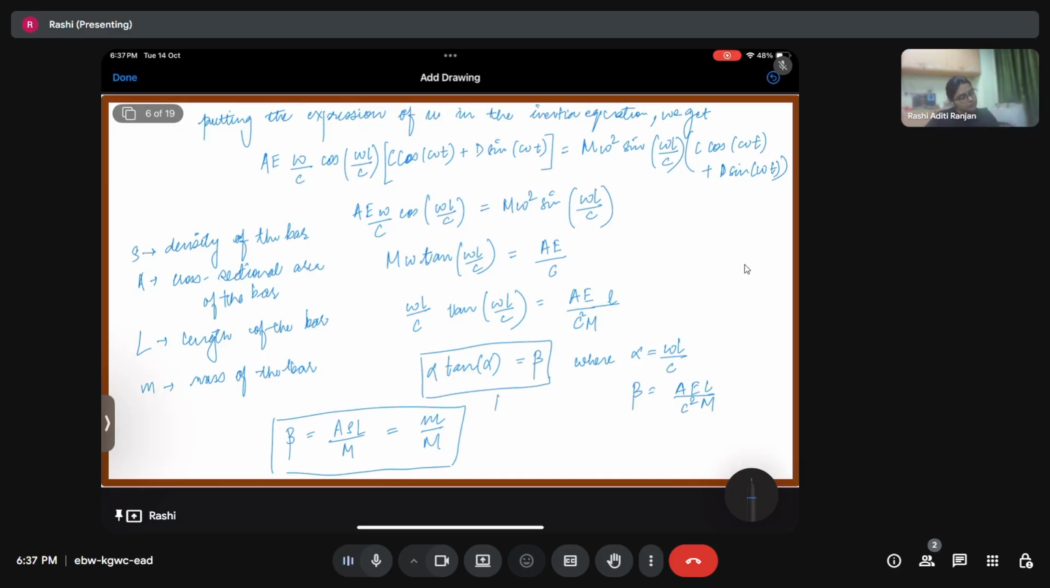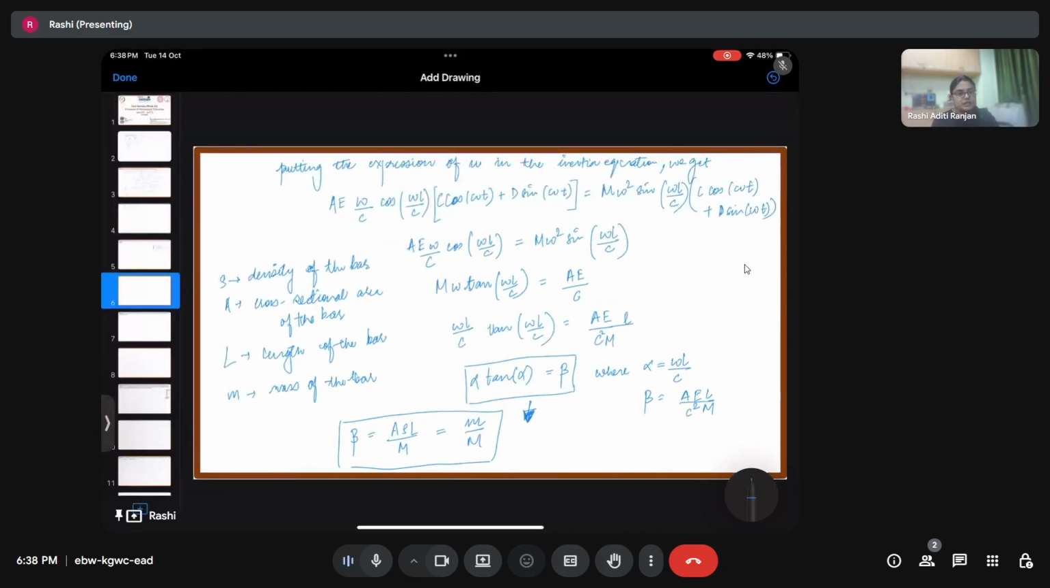Now this is a transcendental equation, right? Which means that we have to solve it for alpha, which is going to give us the value of omega. But then our alpha is present inside the tan alpha as well, so we need to solve it simultaneously. So it's basically a transcendental equation, okay? So this is the expression that we get.